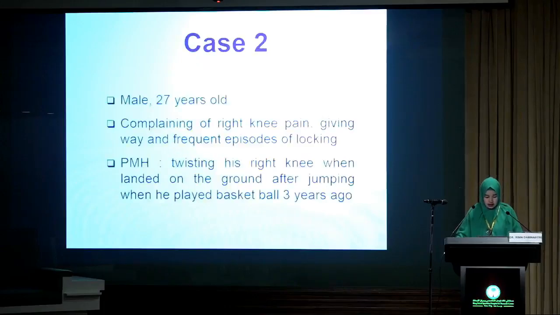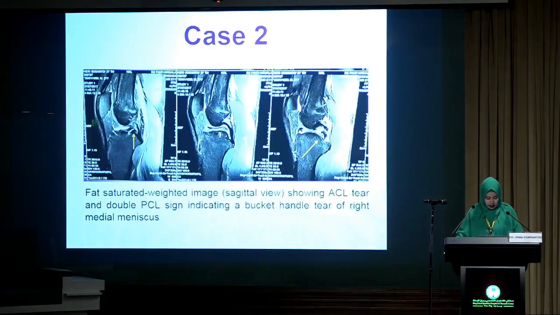Case 2. Male, 27 years old, complaining of right knee pain, giving way, and frequent episodes of locking. Past history: twisting his right knee when he landed on the ground after jumping while playing basketball 3 years ago. Fat saturated weighted image in sagittal view shows ACL tear and a double PCL sign.